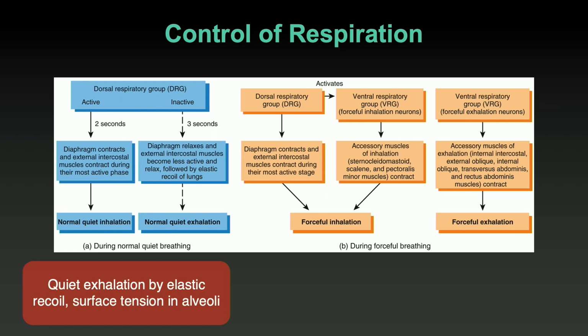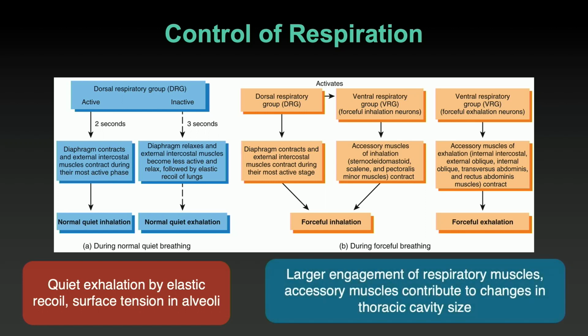On the right-hand side, with forceful inhalation and exhalation, notice the dorsal respiratory group is involved, and it recruits the ventral group to activate inspiration and expiration more forcefully. So it's always involved, but it augments the signal.